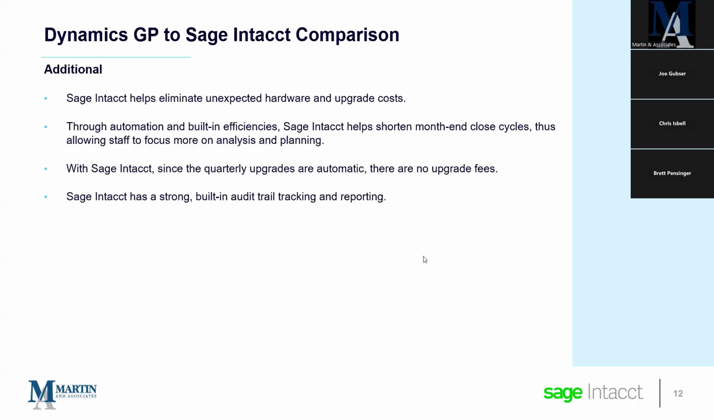Just some quick additional thoughts here. Sage Intacct helps eliminate unexpected hardware and upgrade costs, as I mentioned. Through some automation and built-in efficiencies, Sage Intacct helps shorten month-end close cycles, thus allowing your staff to focus more on data analysis and planning type items as opposed to just closing your months. With Sage Intacct, since their quarterly upgrades are automatic, there are no upgrade fees. And Sage Intacct has a strong built-in audit trail tracking and reporting that is available as well.